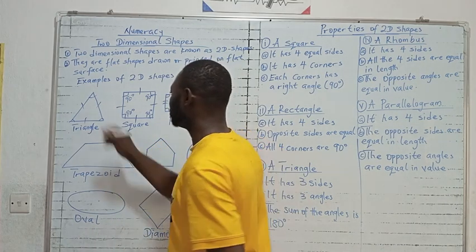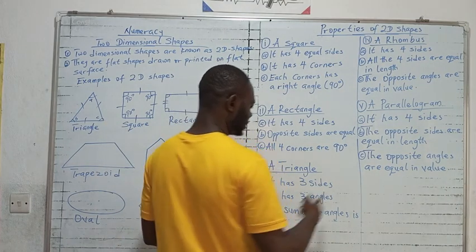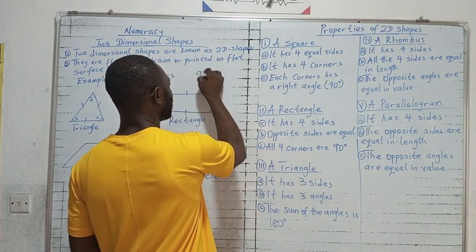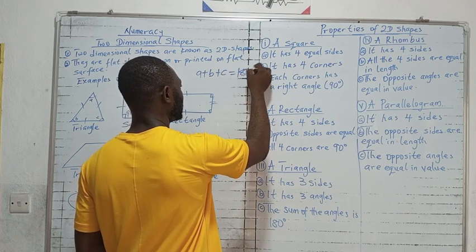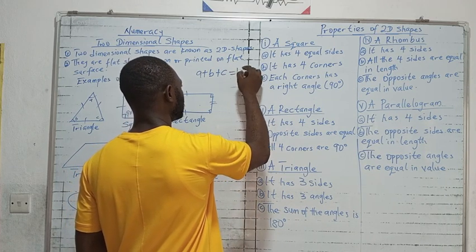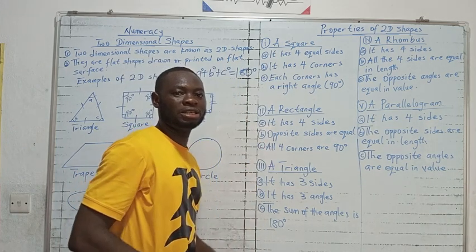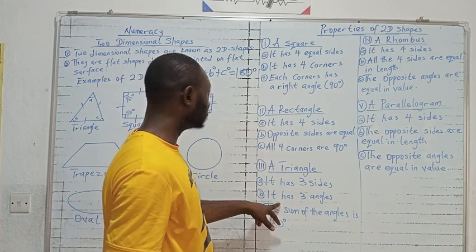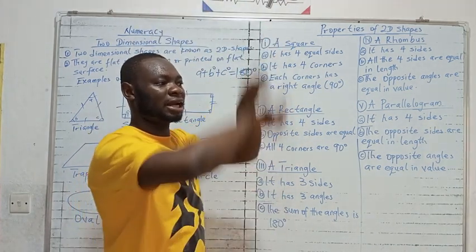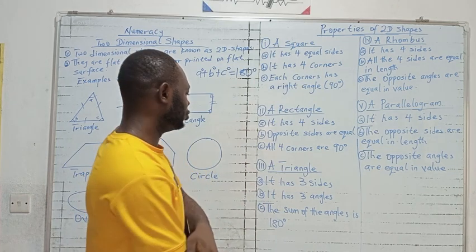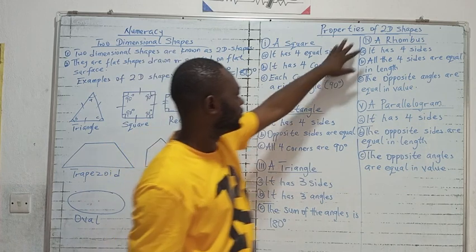So let me say that the angles here are A, B, C. What this property is simply telling us is that when we add angle A plus angle B plus angle C, our answer will give us 180 degrees. Okay? Our answer will give us what? 180 degrees. That's what the property says, that when you add the angles inside the triangle, when you add the 3 of them together, you must get what? 180 degrees.